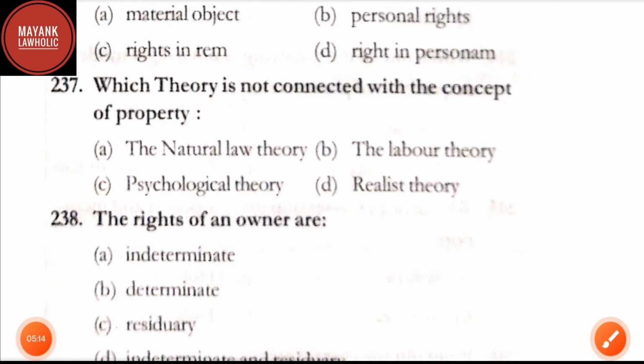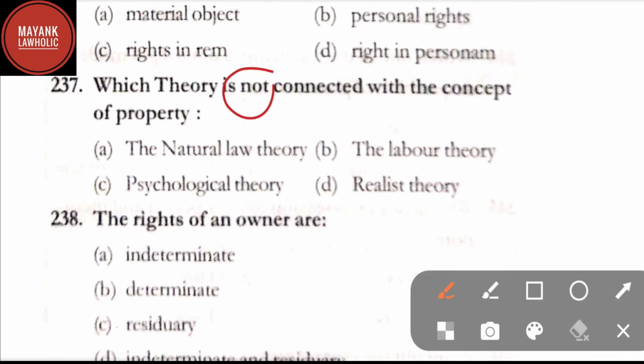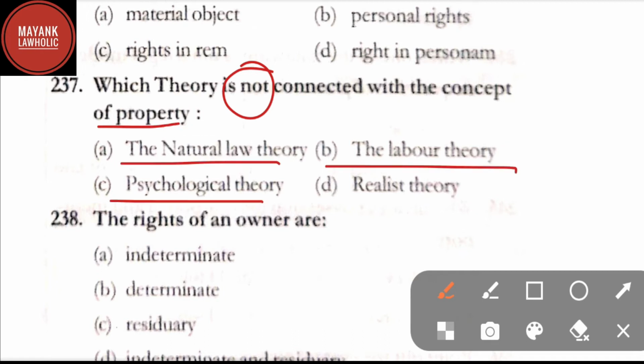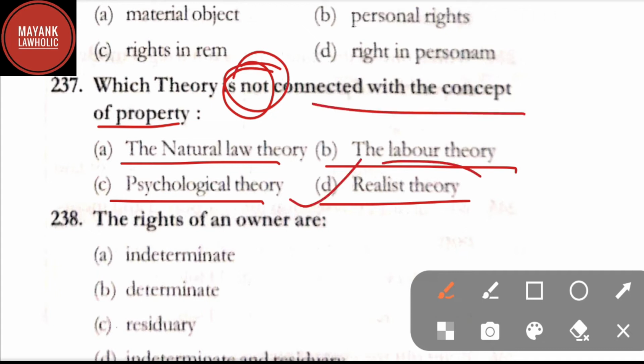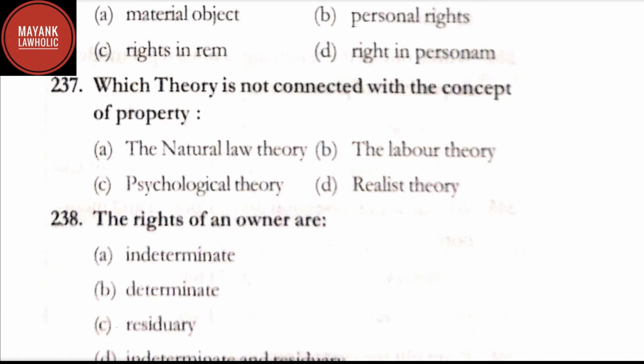Question number 237. Which theory is not connected with the concept of property? Option A, the natural law theory, the labor theory, the psychological theory, and the realist theory. Here it has been asked in the question which theory is not connected with the concept of property. So the realist theory is not connected with the concept of property. That's why option D here is the correct answer.